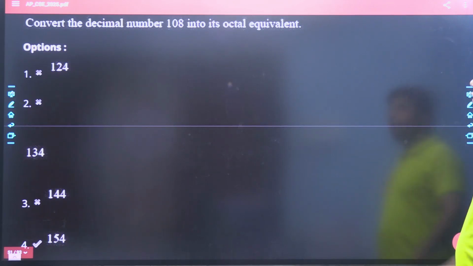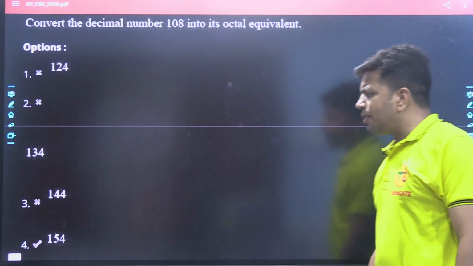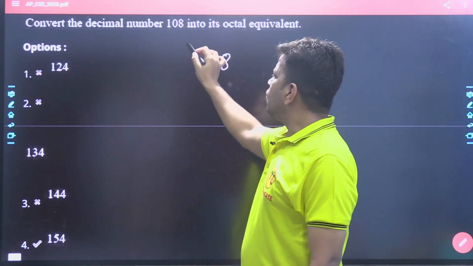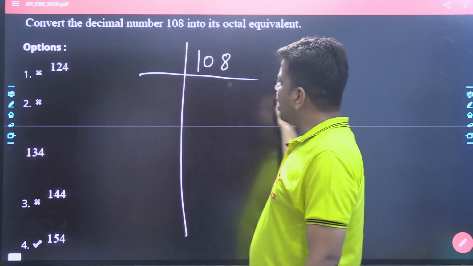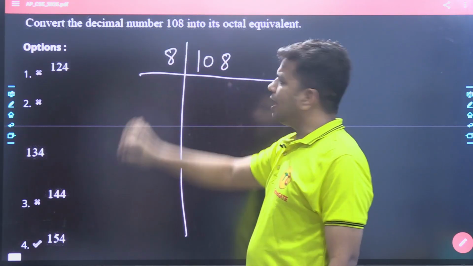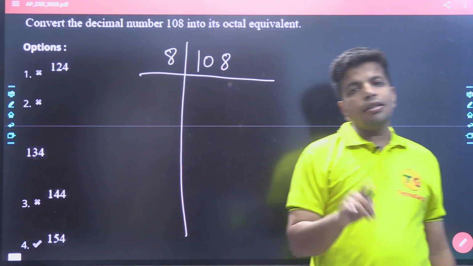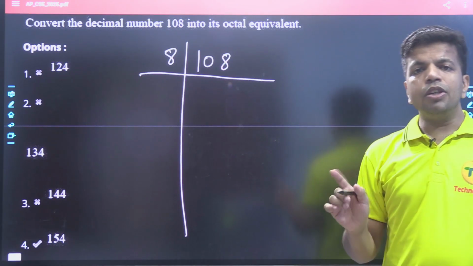Convert the decimal number 108 to its octal representation. So you just remember one point. Whenever there is a decimal number and you want to change that to any other radix, you need to divide that number by that radix. So I want to convert that into the octal number, so I need to divide 108 by 8.